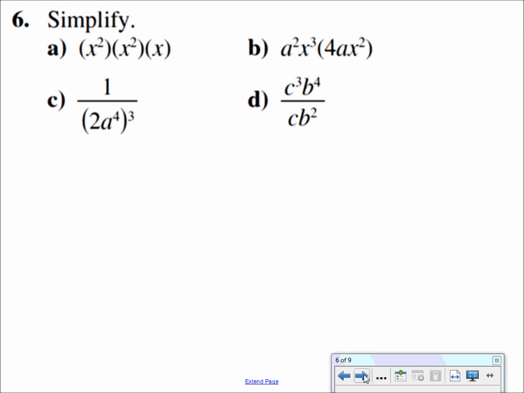Okay, 6. We need to simplify. So now we're still doing all of the exponent rules. There's just more involved, okay? They're more complicated. So let's do 6a.